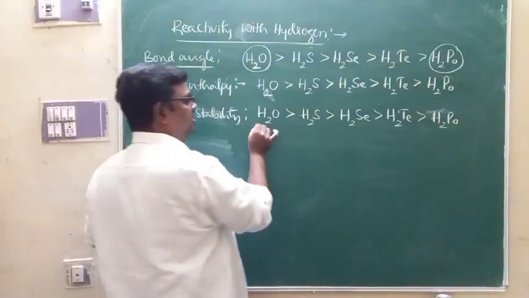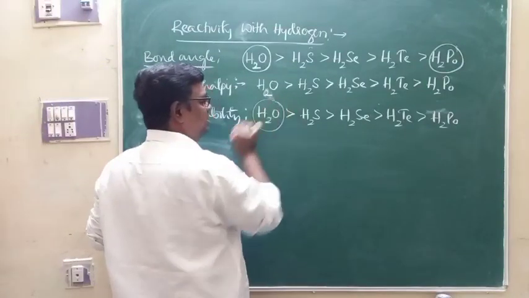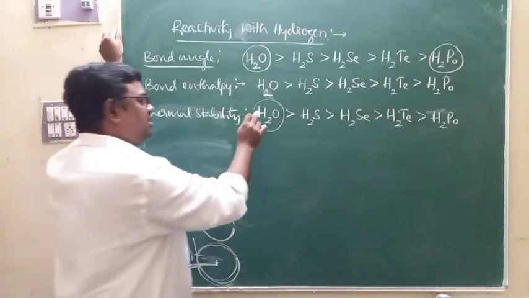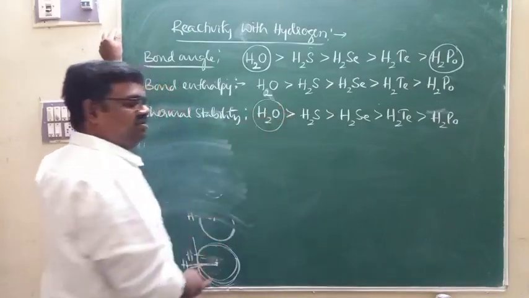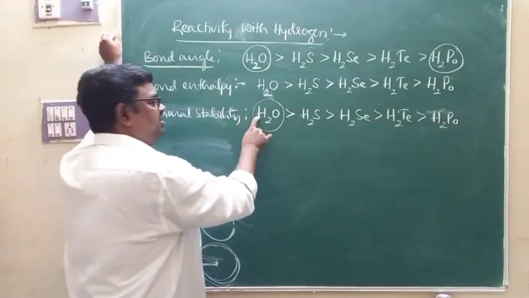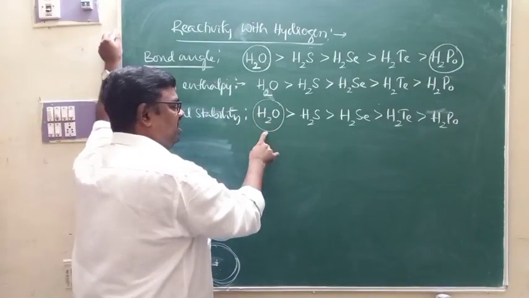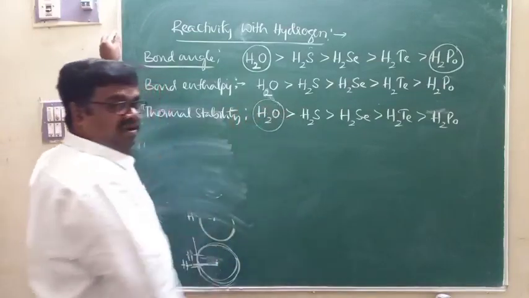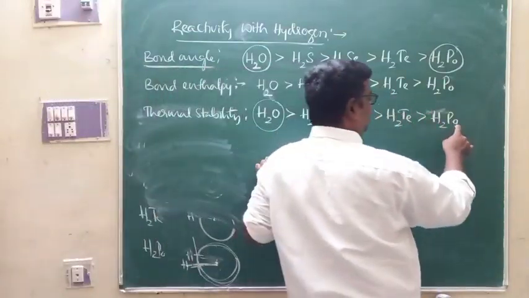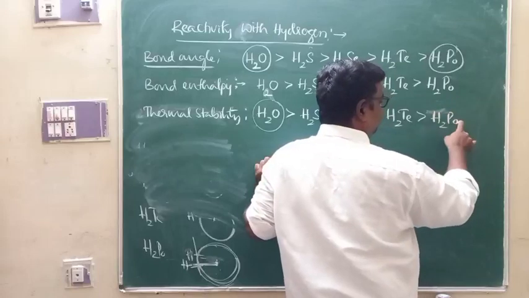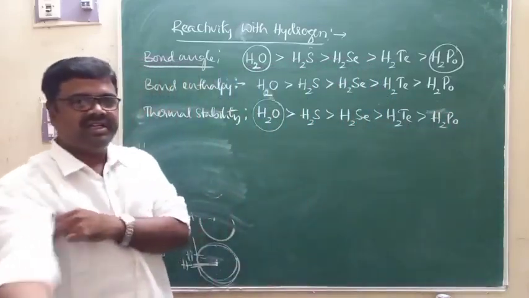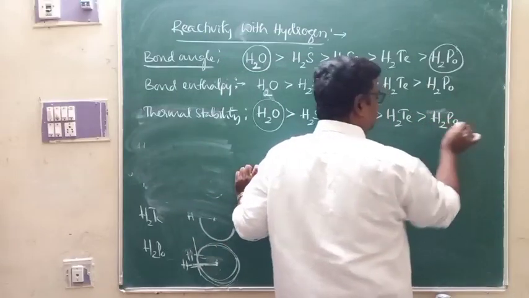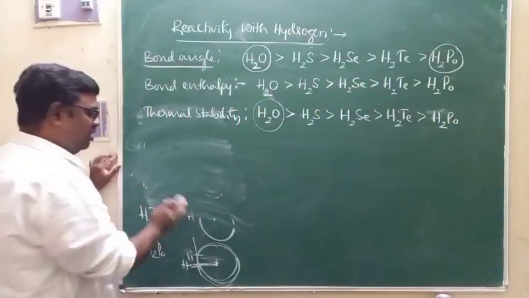Therefore, H2O is a highly stable molecule because of the small size of the oxygen atom, or you can say the bond enthalpy of the OH bond in water is very, very large. Therefore, it is highly stable. In the case of H2Po, the bond enthalpy is least. Therefore, it is least stable. This H2Po bond can be easily broken due to small bond enthalpy.